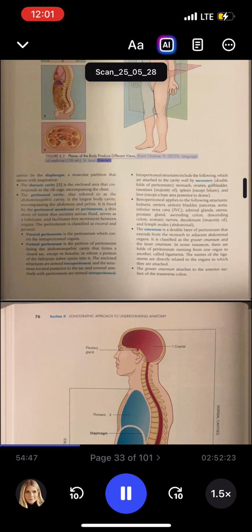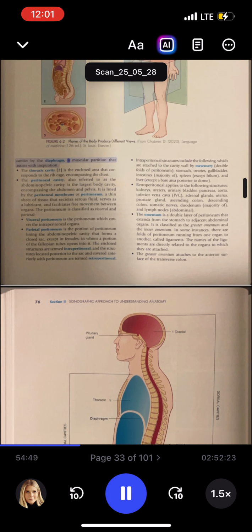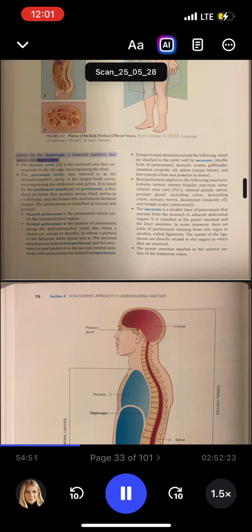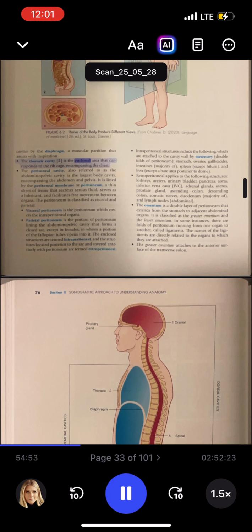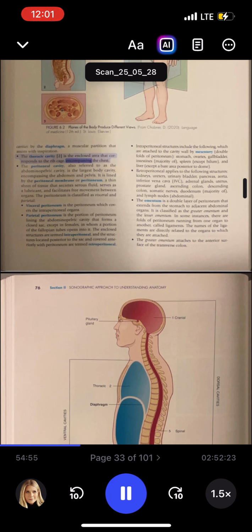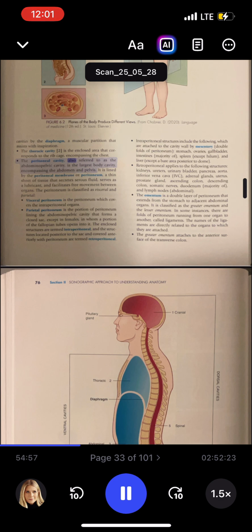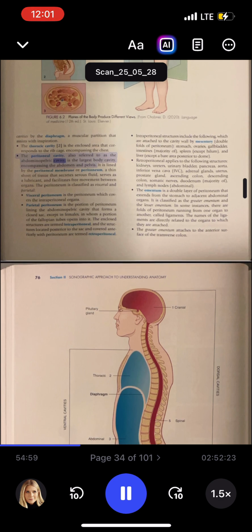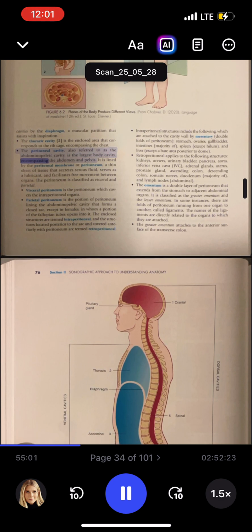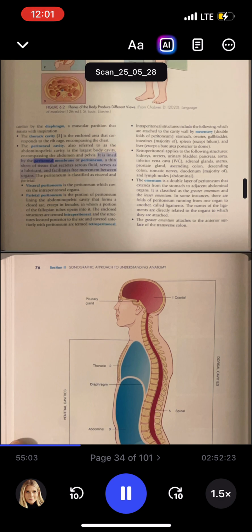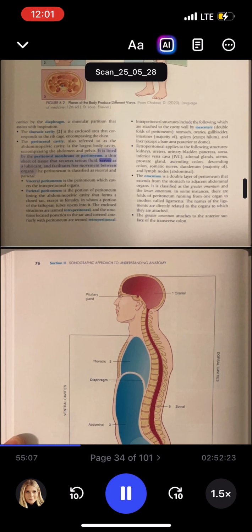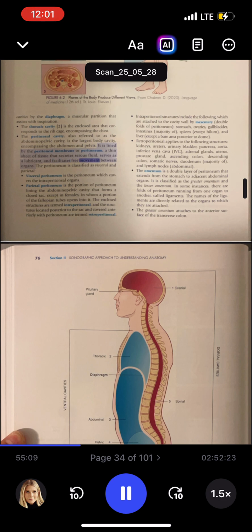St. Louis, Elsevier. Cavities are divided by the diaphragm, a muscular partition that assists with inspiration. The thoracic cavity is the enclosed area that corresponds to the ribcage, encompassing the chest. The peritoneal cavity, also referred to as the abdominopelvic cavity, is the largest body cavity, encompassing the abdomen and pelvis. It is lined by the peritoneal membrane, or peritoneum, a thin sheet of tissue that secretes serous fluid, serves as a lubricant, and facilitates free movement between organs.